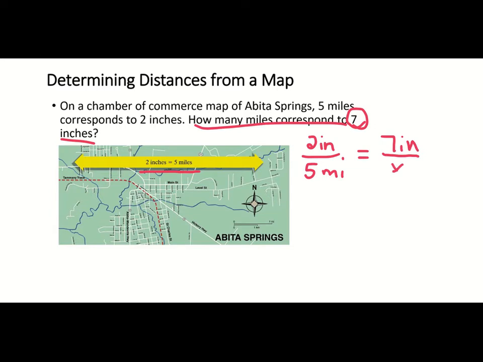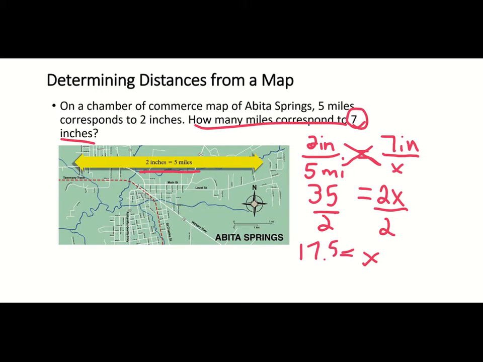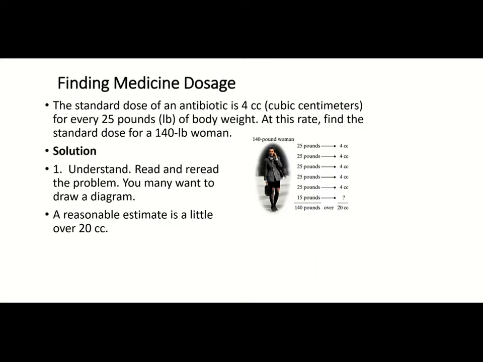Remember, to solve, we'll cross multiply and divide. So 2 times x is 2x. Keep the equal sign. 7 times 5 is 35. Then we're going to divide by 2. So x is going to be 17.5. And you do want to put your unit on there. We were looking for miles, so it would be 17.5 miles.